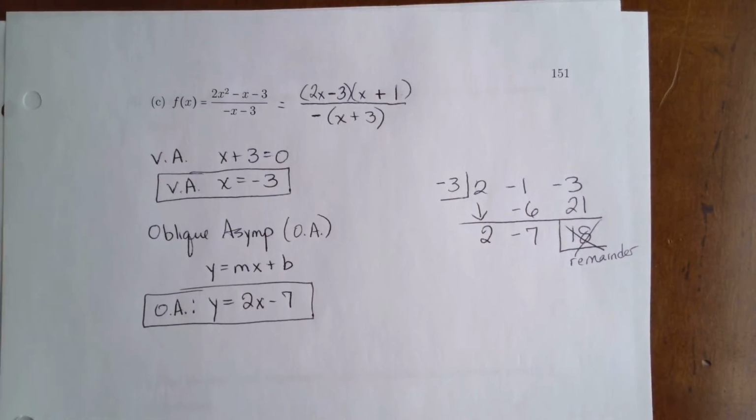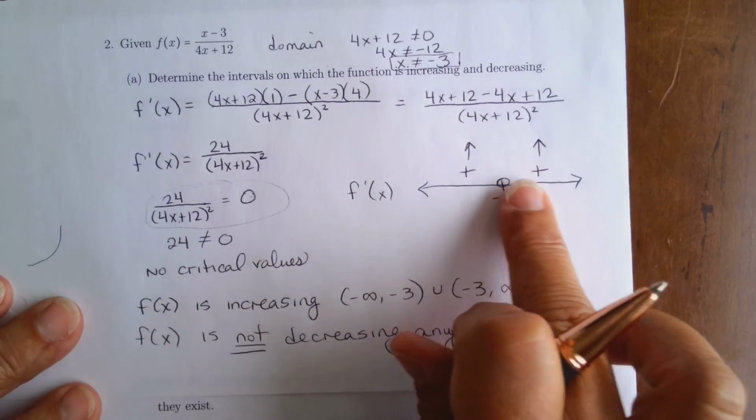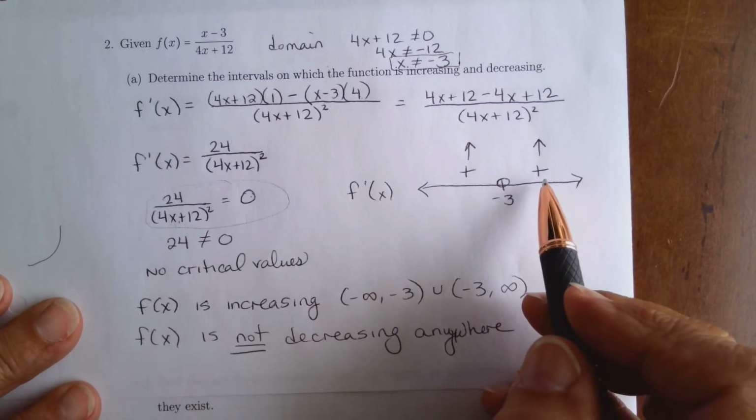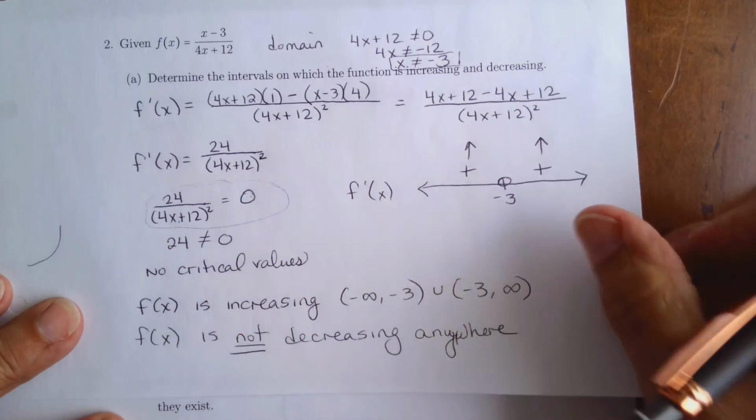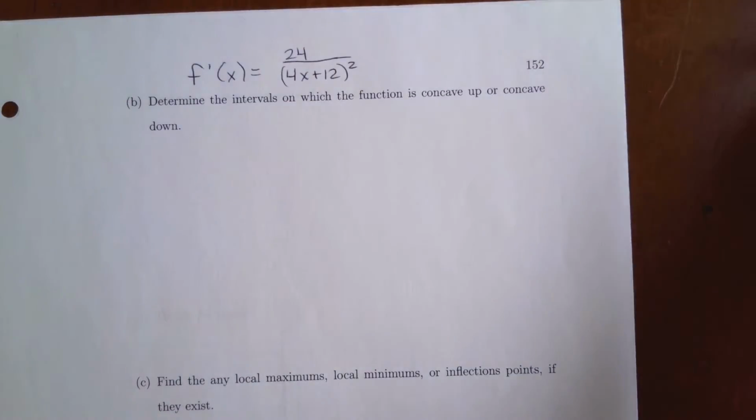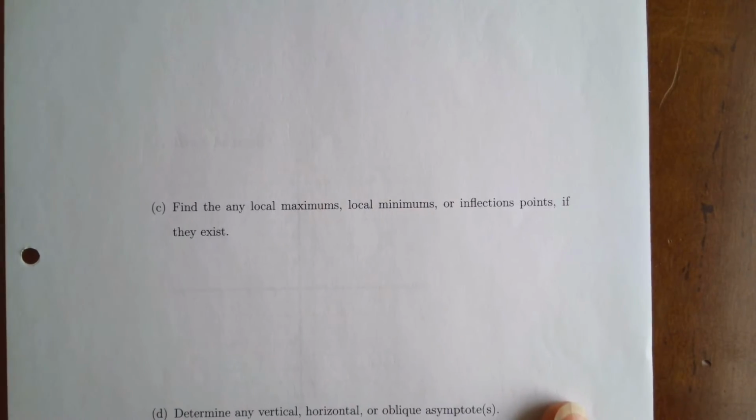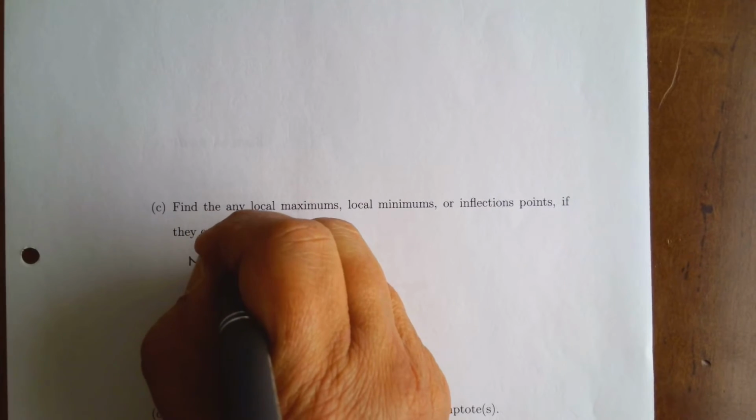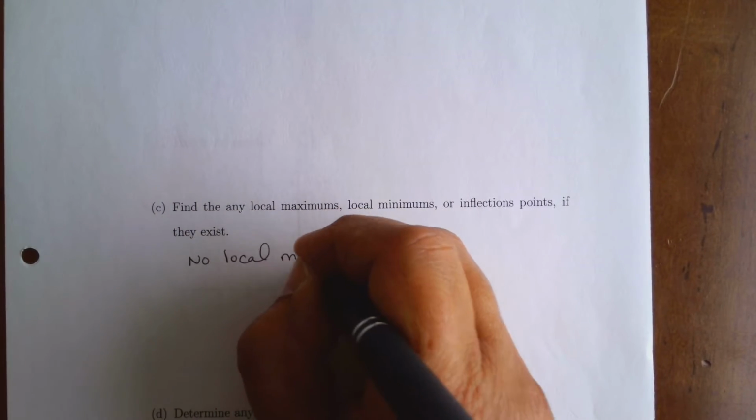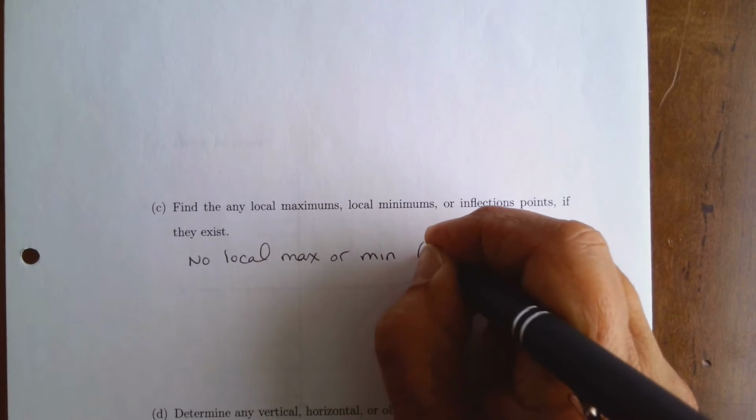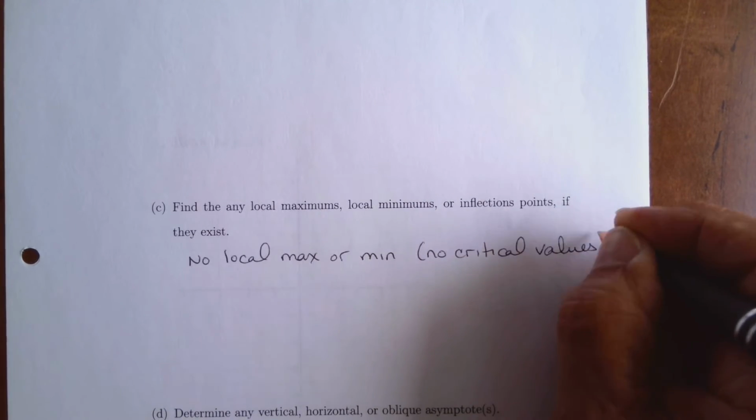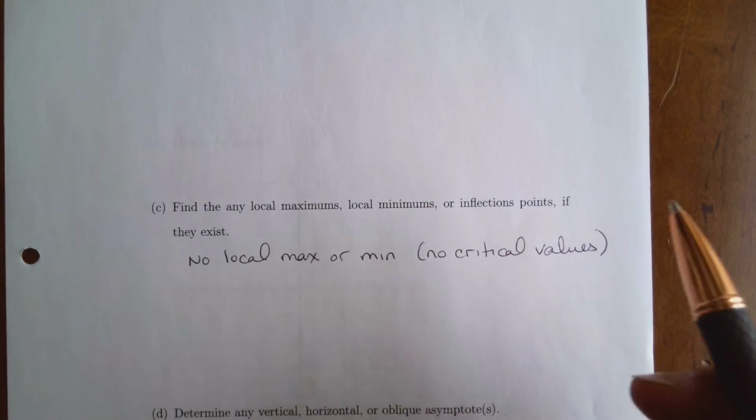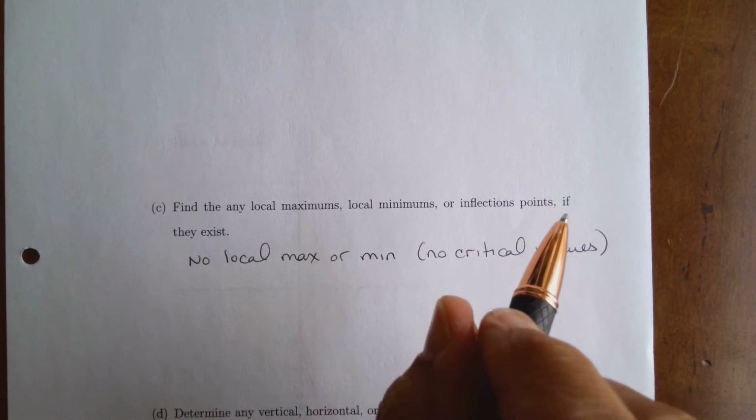Let's talk about local max and local mins, so I don't have to keep coming back to this page. There were no critical values, no change here, so there were no max or min. This graph does not have a max or min based on the first derivative. So I'm going to go ahead and write that in part C, so I don't have to keep flipping back to the next page. There is no local max or min, because there were no critical values. Now, inflection points, I'm not sure yet. There may or may not be. We just have to wait and see.